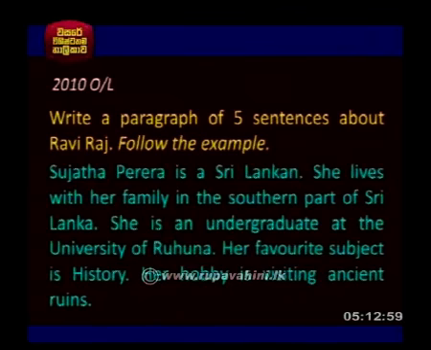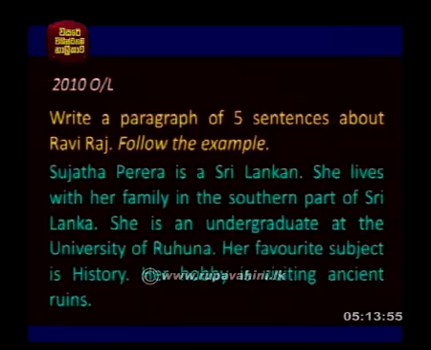Write a paragraph of 5 sentences about Ravi Raj. Follow the example. Yes. Now this is again a chart is given and a description is given as well. Now remember, as soon as you look at the description, it is given about Sujata Pereira. So you have to look at Sujata Pereira's description and write about Ravi Raj.